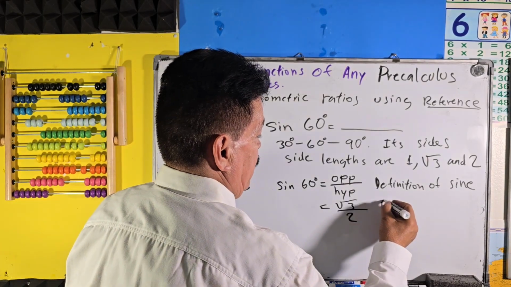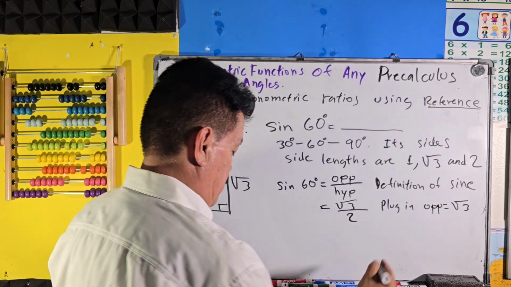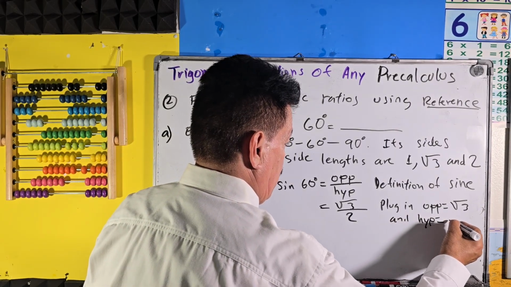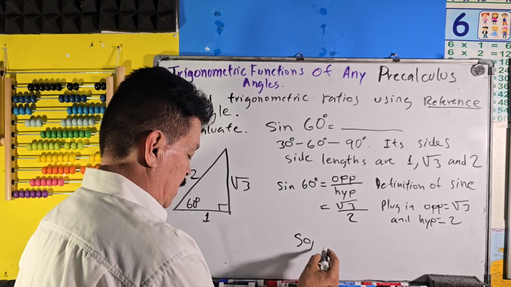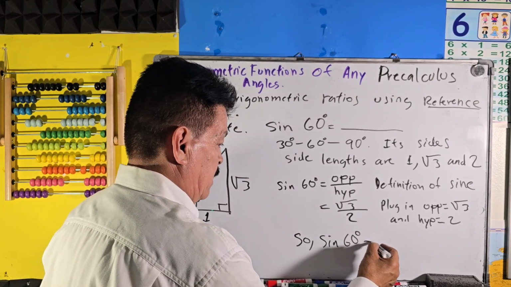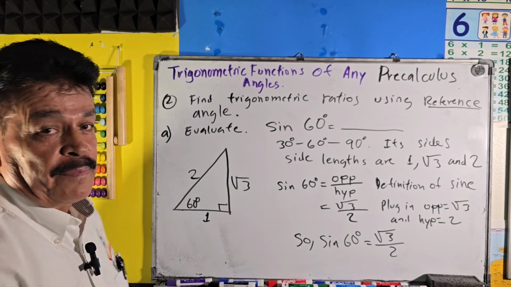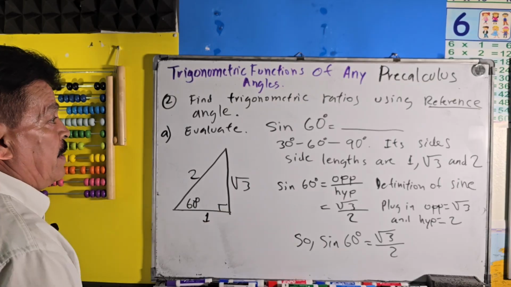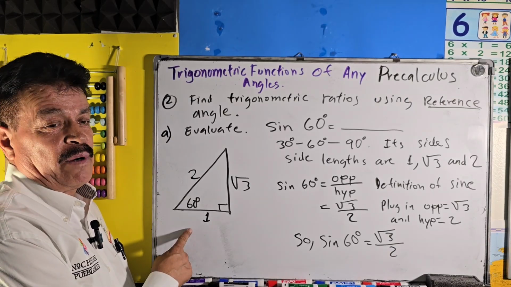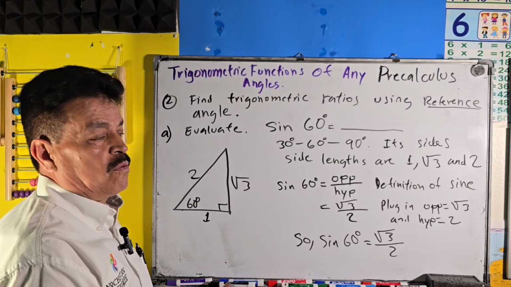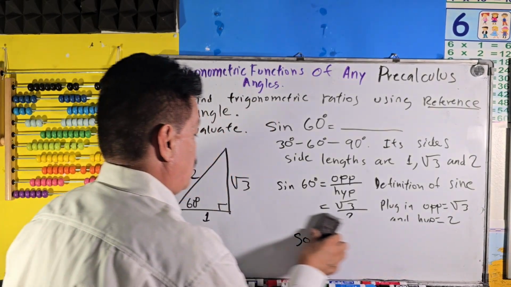Here opposite equals square root 3, and hypotenuse equals 2. That's it. Sine 60 degrees equals square root 3 divided by 2. That's the solution to our problem, right? It's the same way to find the other ratios. We have tangent, cosine, different kinds of ratios, but it is the same. First find the definition of the ratio. Once you have the definition, it is easy. Just substitute the variables.